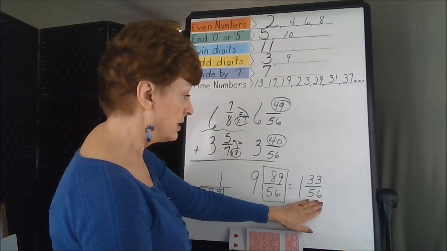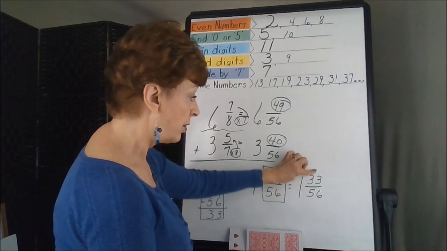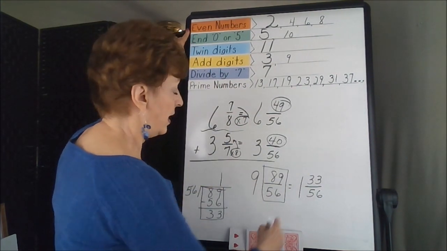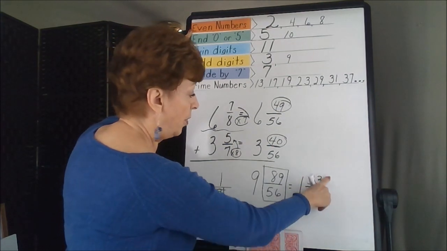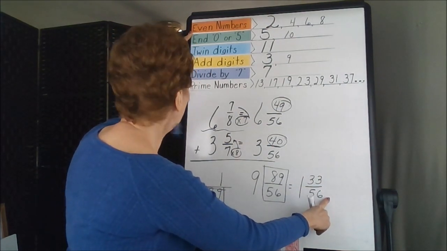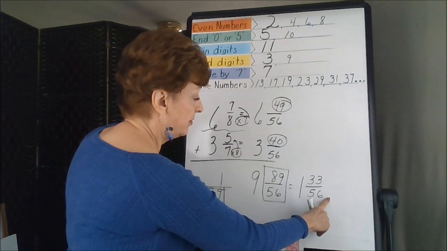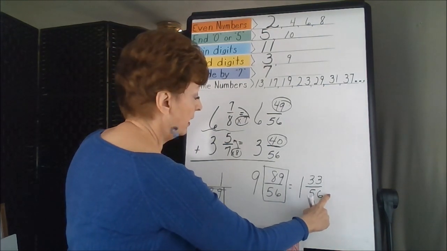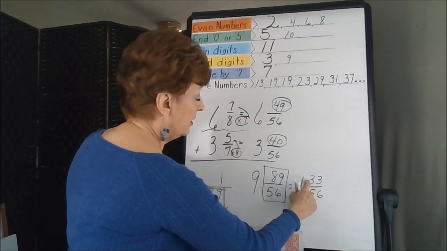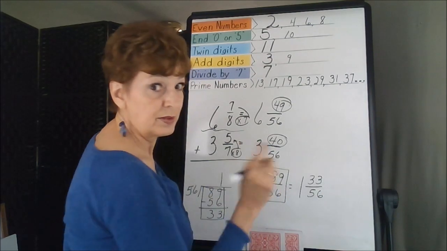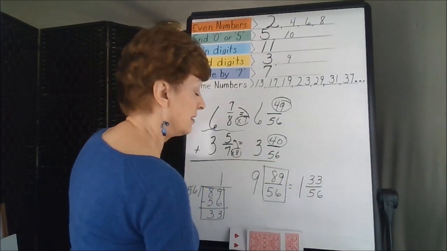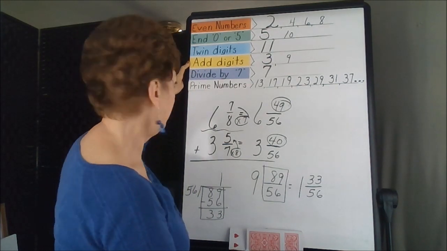Now the numerator is smaller, so I'm going to have to go through my rules here. Are both of the numbers even? No. Do they both end in a 0 or a 5? No. Are they twin double digits? Well, 33 is, but they both have to be. If I add the digits on that, 3 plus 3 is 6. 3 will divide into 6. 5 plus 6 is 11. It won't work there, though.